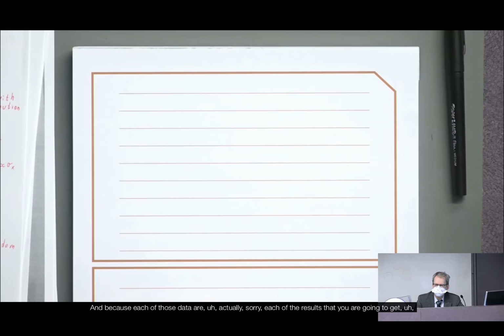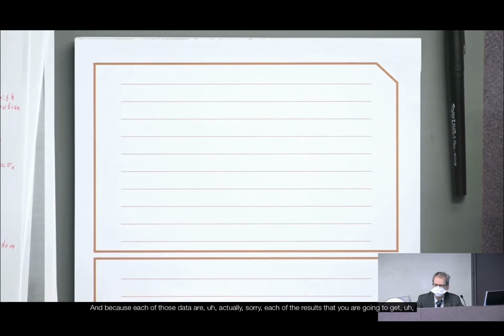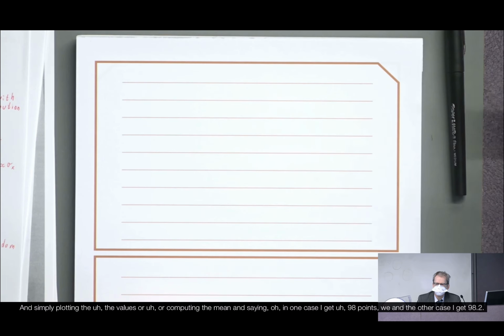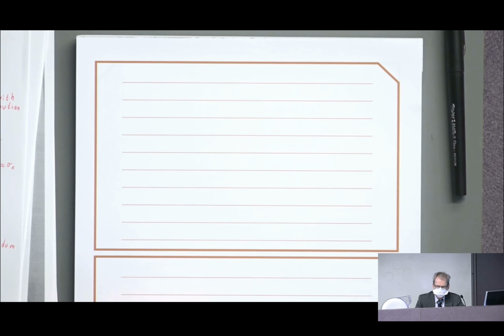Each of the results that you're going to get depends on the choice of the input data that you pick, the particular pictures that you're using. You're going to get one result or the other. So what you want to find out is, is classifier A actually better than classifier B or not? Simply plotting the values or computing the mean and saying, oh, in one case I get 98.3, and in the other case I get 98.2, so therefore classifier A is better, that is not a valid statement. Right? You have to find out, is it actually statistically relevant what you're getting out of those results? And that is just one of the many examples that we're encountering there.